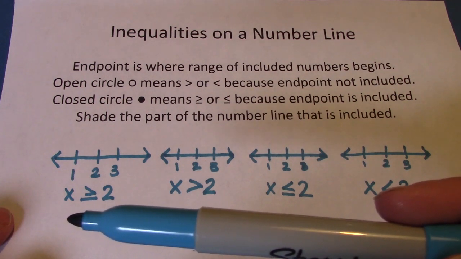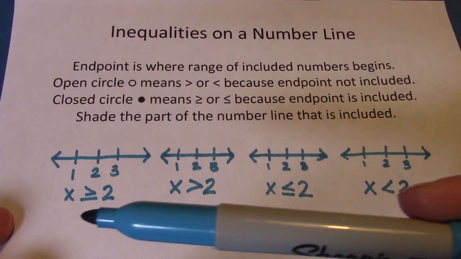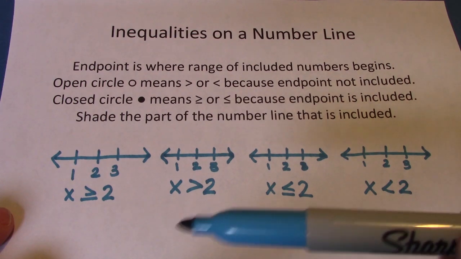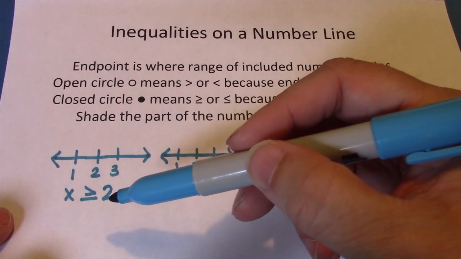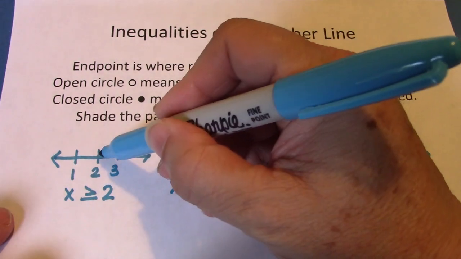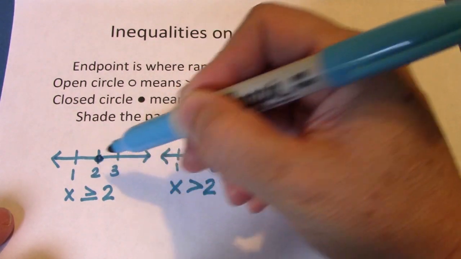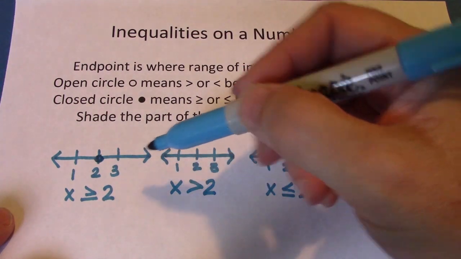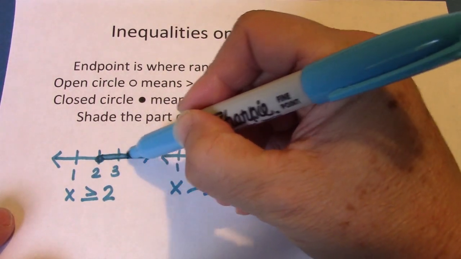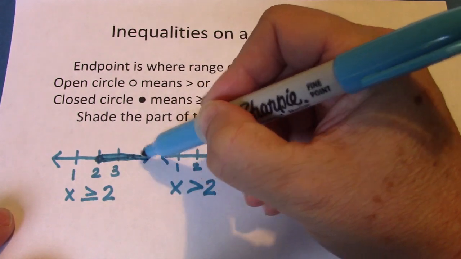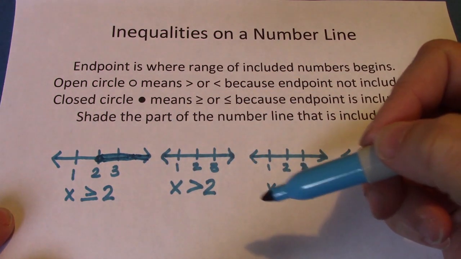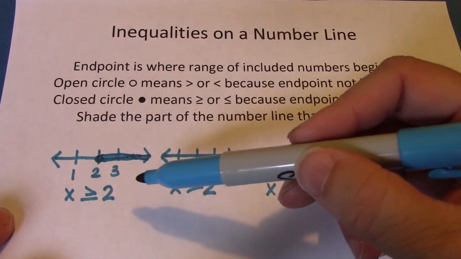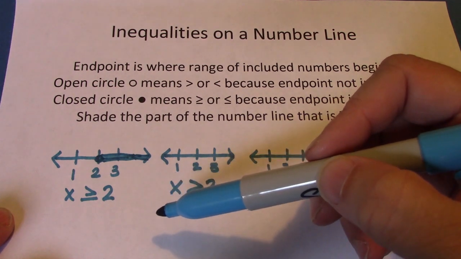If we want to show the values where x is greater than or equal to 2, so we're talking about 2, and it can be equal to 2, so we're going to show a solid filled in endpoint, and it's going to go greater than. So we're going to shade in all these values to the right, and that is where all the x's can be greater than or equal to 2.